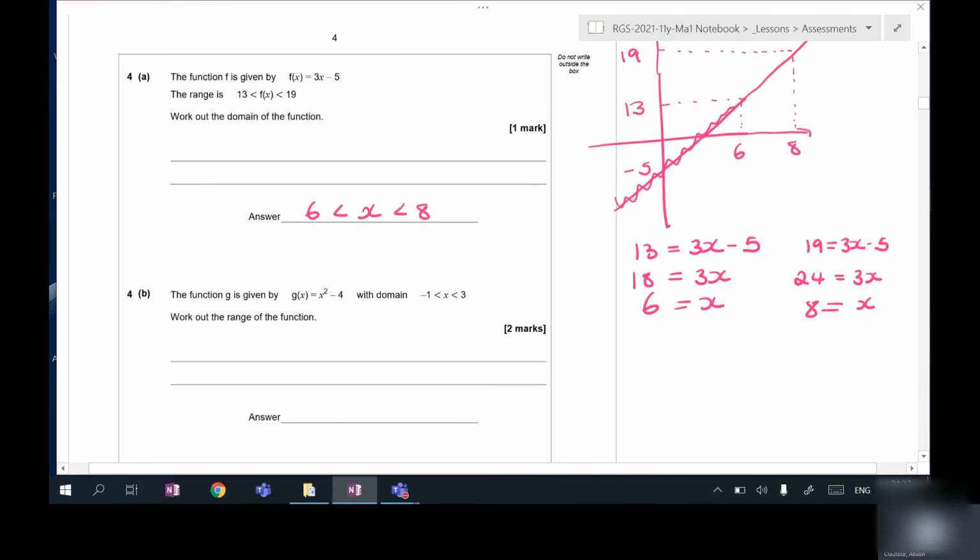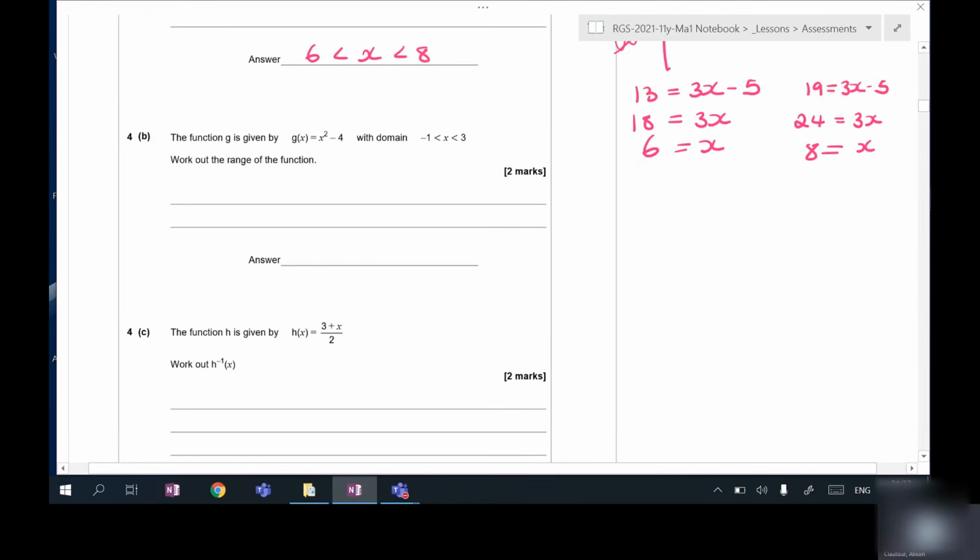For part B, the function g is given by x squared minus 4 with domain -1 to 3. Same idea, we're going to draw the graph, cut it off at the domain -1 up to 3, and then look at our corresponding range. So x squared minus 4, you can think about it in two ways. Either you can factorise it, so difference of two squares will be x plus 2, x minus 2. So I know it is this shape here.